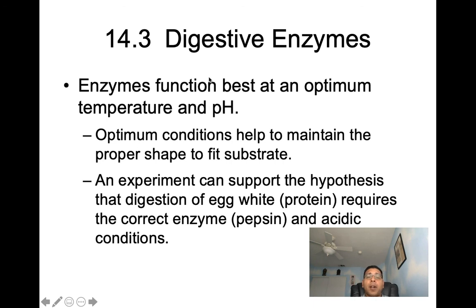All right, so last in here we can see, when we talk about our enzymes, I want you to know they're going to function best at an optimum temperature and at an optimum pH, as I've been describing. Optimum conditions are going to help to maintain the proper shape to fit the substrate. Now we can see an experiment can support the hypothesis that the digestion of egg whites, the protein part, is going to require the correct enzyme, which is going to be pepsin, and the acidic conditions for the reaction to take place.